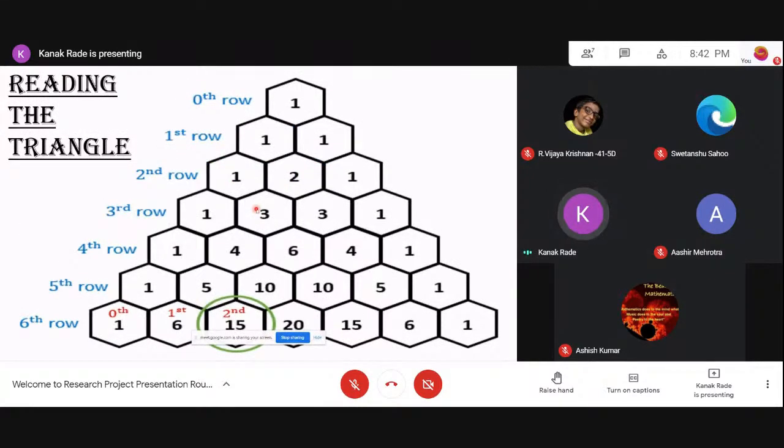Reading the Pascal triangle. While reading the Pascal triangle, we start from the 0th row. And while reading a row, we start reading from the 0th position.